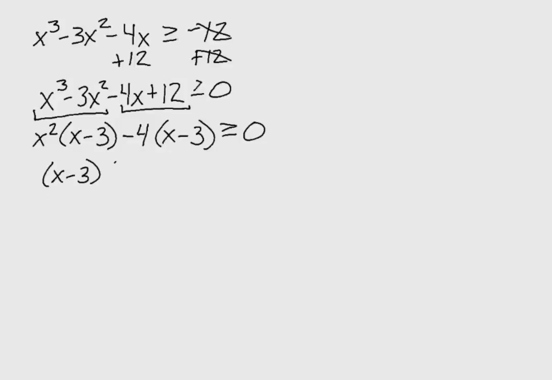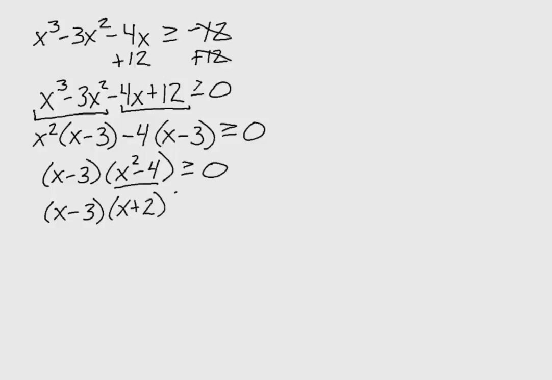When I take it out, I will have x minus 3 times x squared minus 4 is greater than or equal to 0. I notice that x squared minus 4 is a difference of squares, so I can use my special formula to factor, and I get x minus 3 times x plus 2 times x minus 2 is greater than or equal to 0.